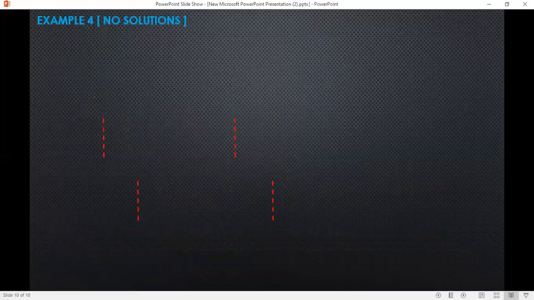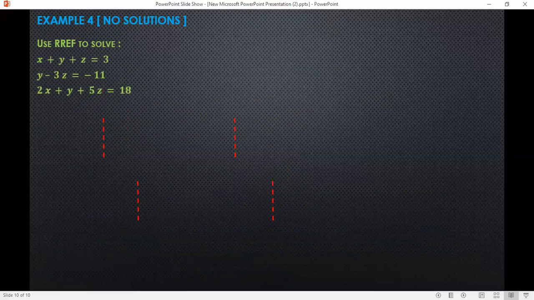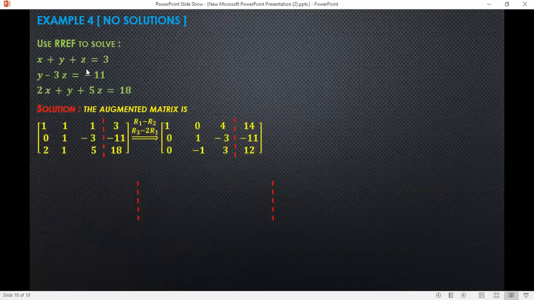Let's move on to the last example, example number 4. In the case of no solutions, here we use the reduced row echelon form to solve this system of equations: X plus Y plus Z equals 3, Y minus 3Z equals -11, 2X plus Y plus 5Z equals 18. So I'm going to put down the augmented matrix and try to convert it to the reduced row echelon form. So I'm going to multiply the first row by -2 and add it to the third one.